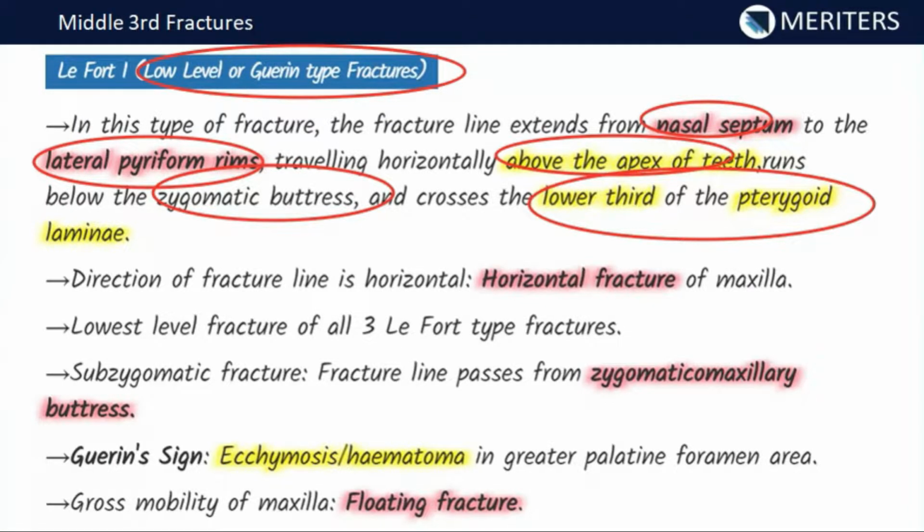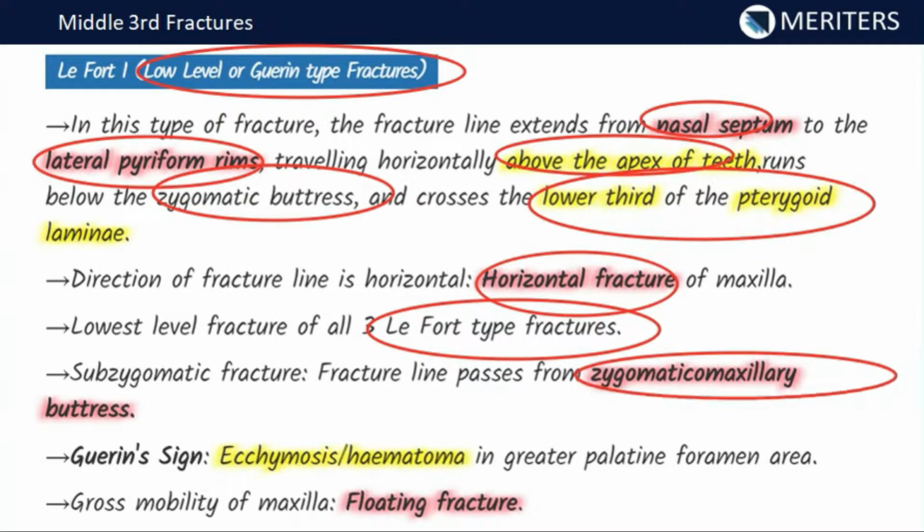Then the direction of the fracture line is horizontal, and that's why it is also known as the horizontal fracture of the maxilla. It is the lowest level fracture of all the three types of fracture, and hence we have given the name low level LeFort I fracture or low level fracture. The fracture line basically passes through the zygomatico-maxillary buttress. Because it is passing just below this, subzygomatic fracture can be a name given to it.